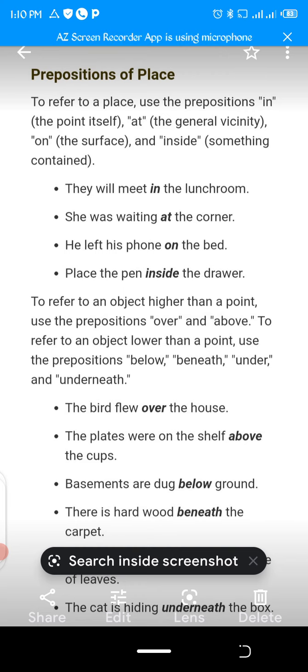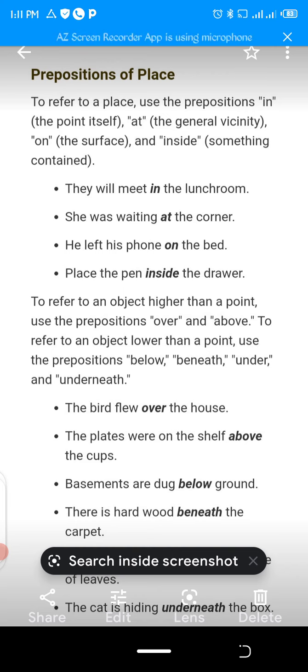So let's look at prepositions of place. This is used to refer to a place. We use these prepositions at the point itself or at a general vicinity, on the surface, and inside something contained. They will meet in the lunch room. She was waiting at the corner. He left his phone on the bed. Place the pen inside the drawer. In, at, on, inside, as used in these sentences, are prepositions of place.